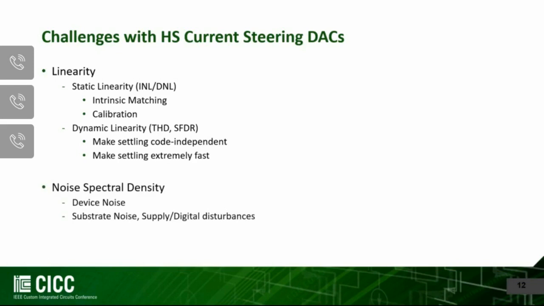Noise is often characterized by means of noise spectral density, or NSD, that is contributed by device noise, mostly thermal noise originating from the current sources, as well as by spurious sources such as substrate noise, supply noise, and disturbances originating primarily from digital circuits. The noise analysis and design of DACs is similar to what's done for noise analysis and design in current sources, so we will not spend much time on this in this tutorial. We will talk a bit about ways to manage substrate and supply disturbances.